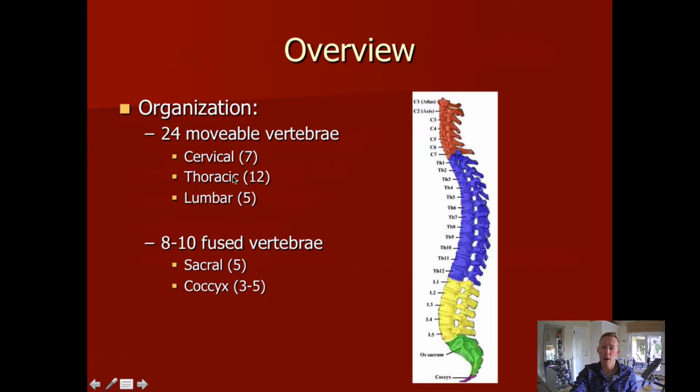12 vertebrae in the thoracic region. This is also where our ribs connect. And then 5 in the lumbar spine, the low back. And then we have 8 to 10 fused vertebrae. So the sacral region here in green, there's 5 fused vertebrae. And then the coccyx can range, there's some variability there, from 3 to 5 fused vertebrae.